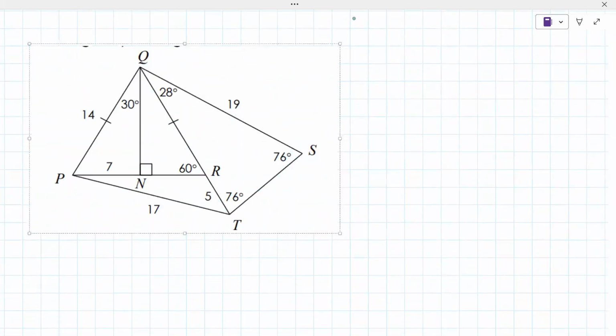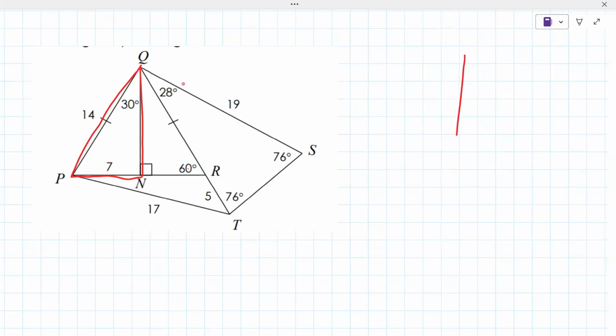And then the last one is QNP. Like that. What kind of triangle is that? It's an acute right now. That's a right angle. The right angle. So we'd call it a right triangle.